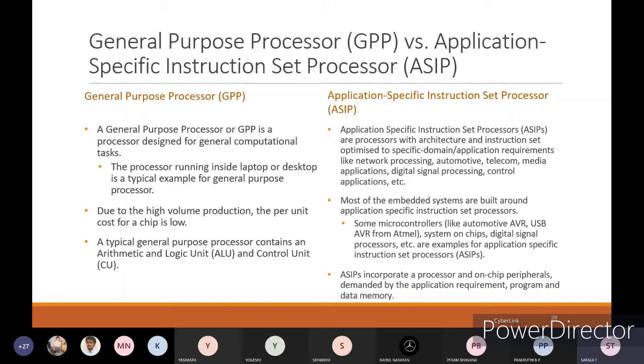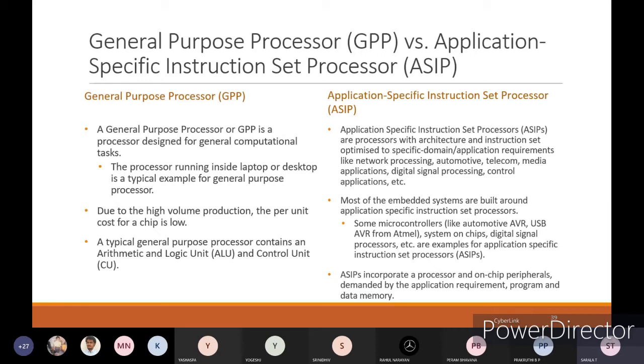The processor running inside a laptop is a general purpose processor. Due to high volume production, the per unit cost for the chip is low. For general purpose processors, high volume production is there. For that reason, per unit cost will be less.